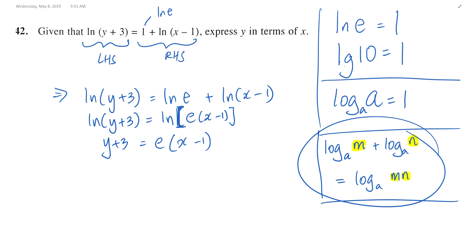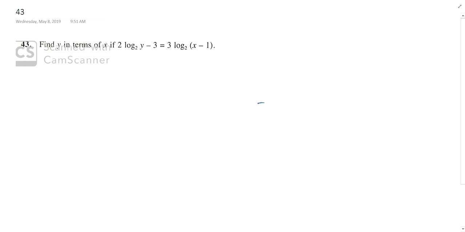And now to express y in terms of x, y equals to e times x minus 1, minus 3. Okay? No need, but I know your answer key expanded. It's fine. Okay, 43.